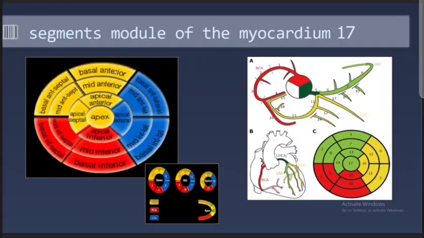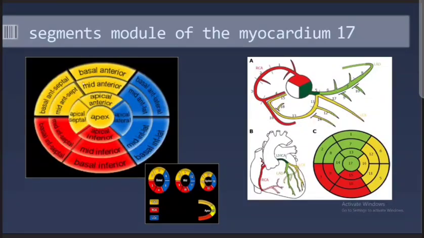And so on the basal segments, we have basal anterior, basal anteroseptal, basal inferoseptal, basal inferior, basal inferolateral, and basal anterolateral. These six segments are seen at the short axis view at the basal cuts.